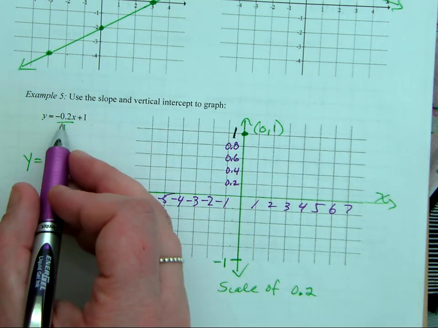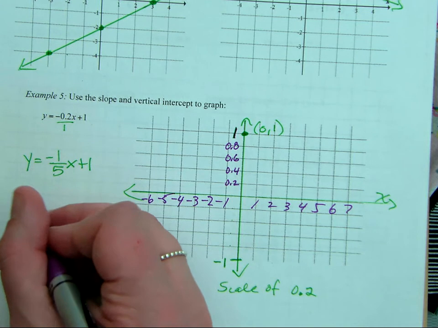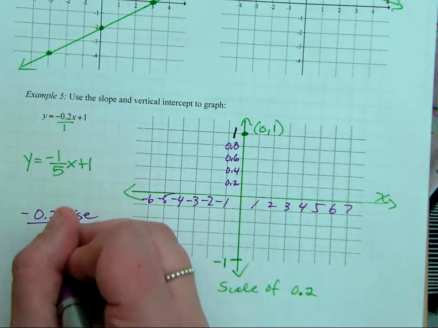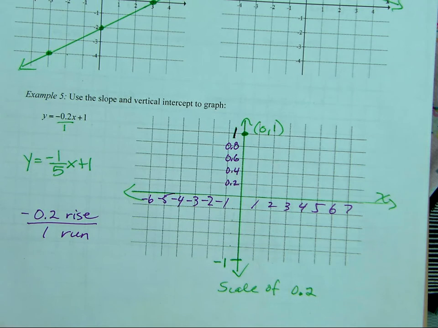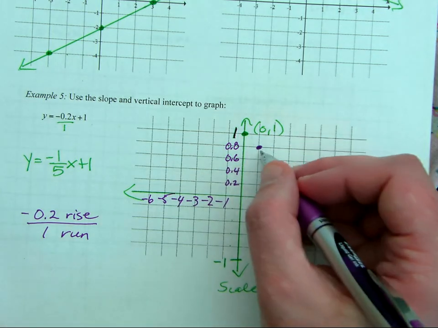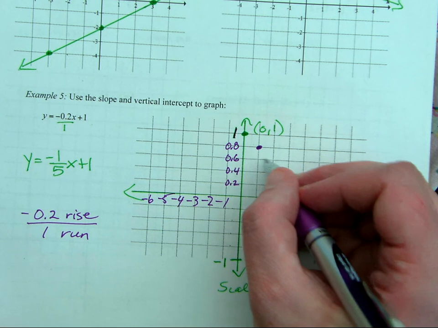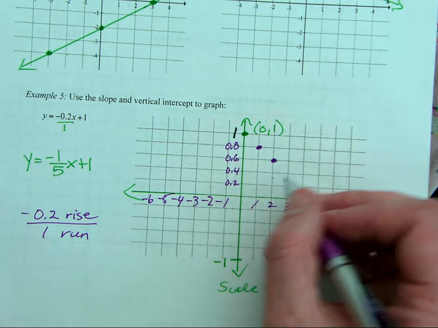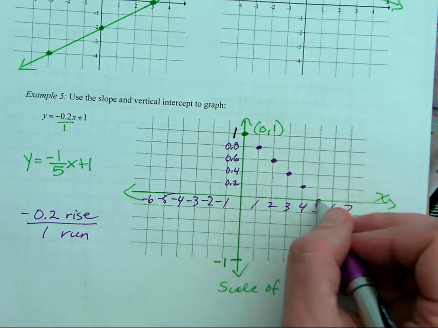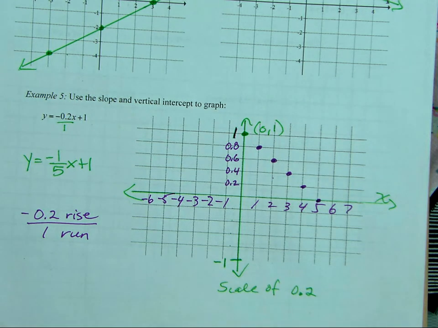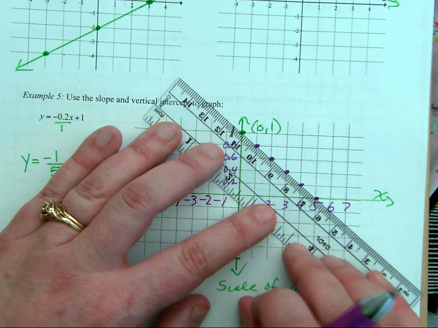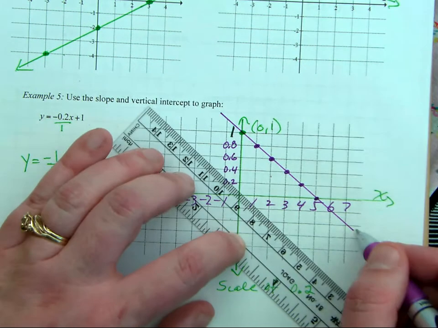So if I'm going to go down 0.2, remember that -0.2 is my rise, and 1 would be my run. So I'm going to go down 0.2 for every 1, down 0.2 for every 1, down 0.2, 1, 0.2, 1, 0.2, 1, and then this would be what my graph could look like. And of course you could also do a table of values for this as well.